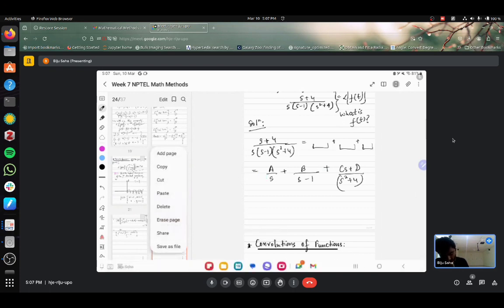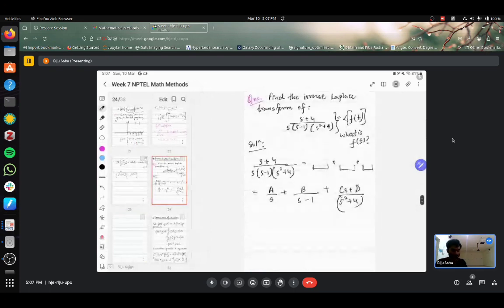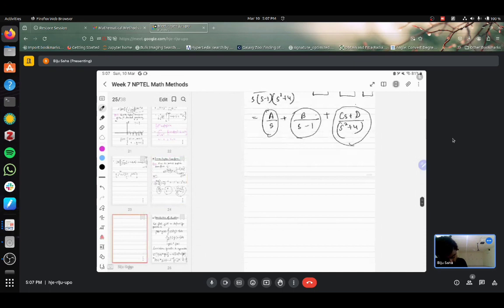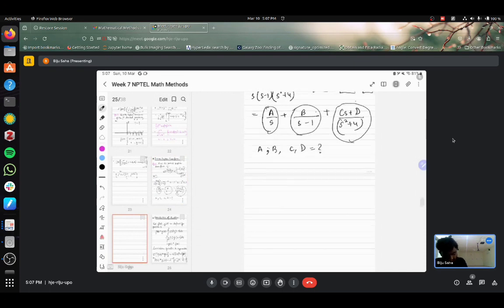I hope you are aware of this method of reducing it down to partial fractions. Now your main task is to find A, B, C and D. Once you know the values of A, B, C and D, you have each part individually, this is one part, this is another part, this is the third part. Then you can conclude the function of which these are the Laplace transforms. First of all, let us find out what A, B, C and D are.